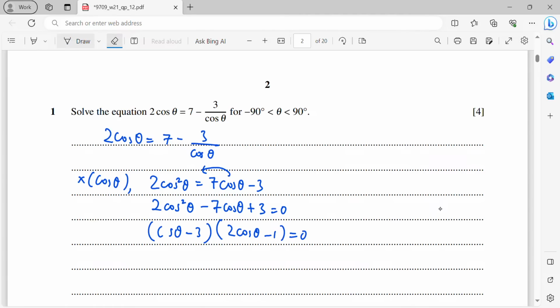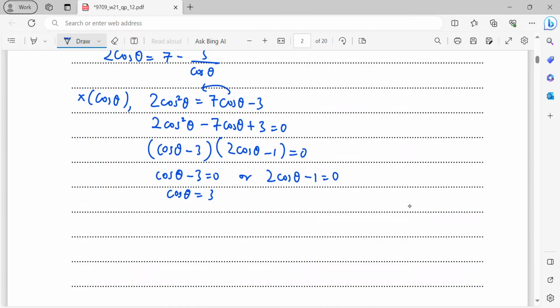Okay, so now multiplication of two terms equals 0 means one of the terms must be 0, which means either cos theta minus 3 equals 0 or 2 cos theta minus 1 equals 0. So for the first one, you will get cos theta is 3. But then we know that cos theta is always defined from minus 1 to 1. Therefore, we cannot accept cos theta equals 3. Okay, it will be omitted. Now then, I will get cos theta equals half.